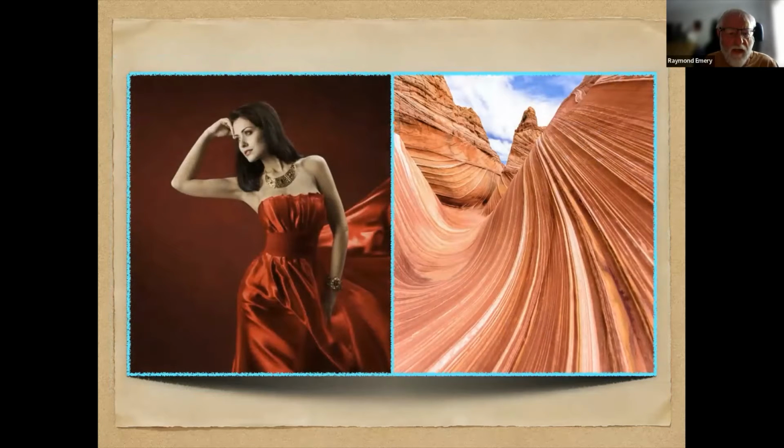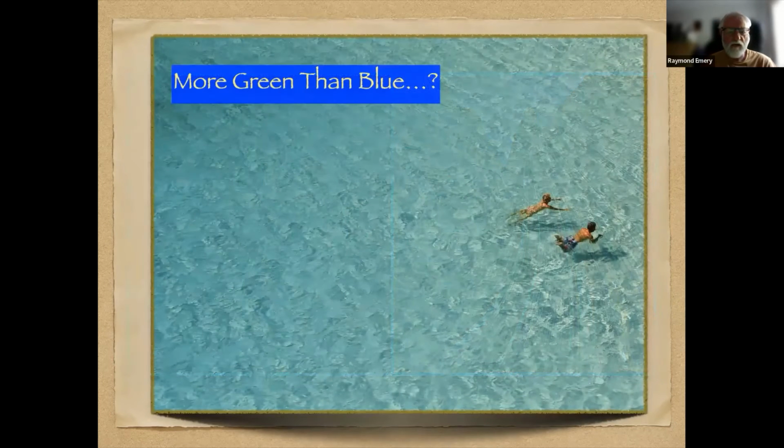At the red end, here's the red dress on the left, and here is old red sandstone on the right. But would you really describe it as red in comparison to the one on the left? A sort of reddy brown colour, but that's about as red as rocks themselves naturally become. What colour would you say this is? Well, technically, I suppose you could call it a cyan colour.